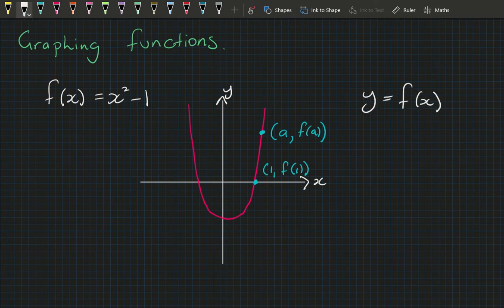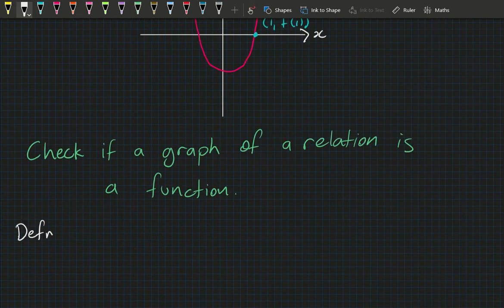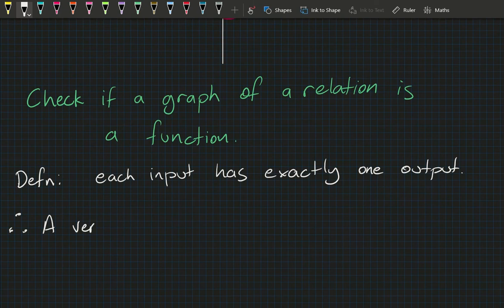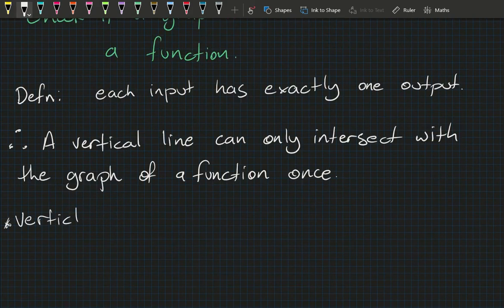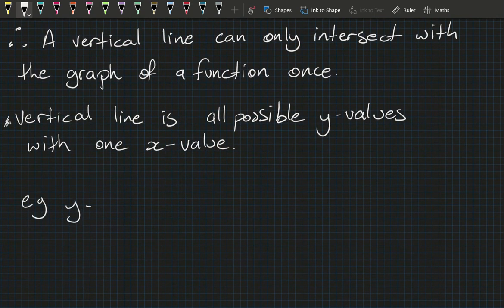And when we graph relations, we're able to check if that graph is a function. And that's because, as our definition says, each input has exactly one output. So that means that every vertical line could only intersect with the graph of a function once, because each vertical line represents all the possible y values associated with that x value. And with x being the input, if that x value has more than one output, then it's not a function, right?